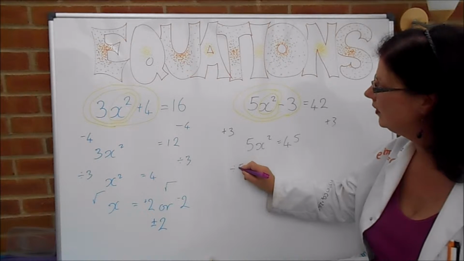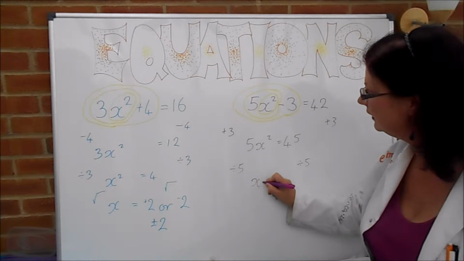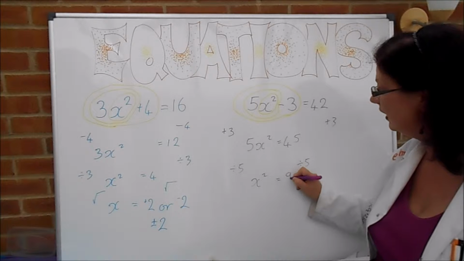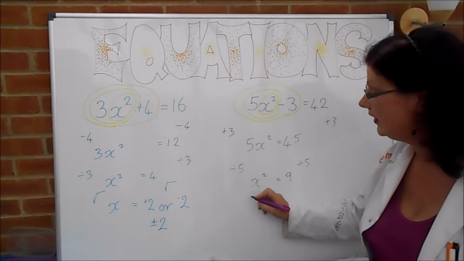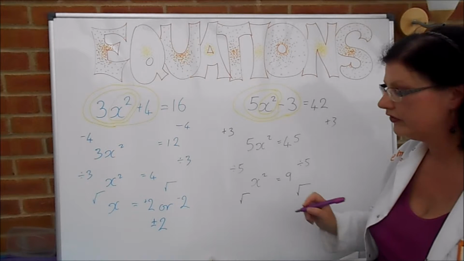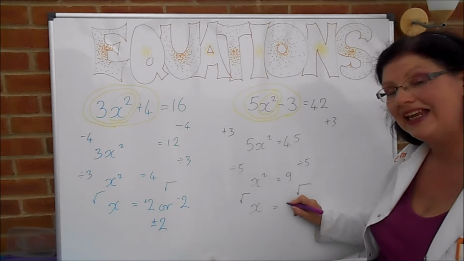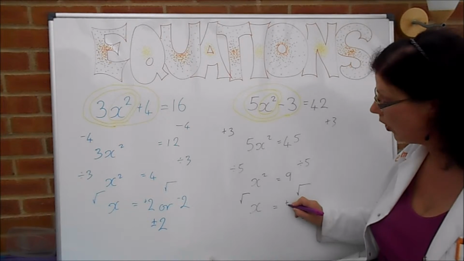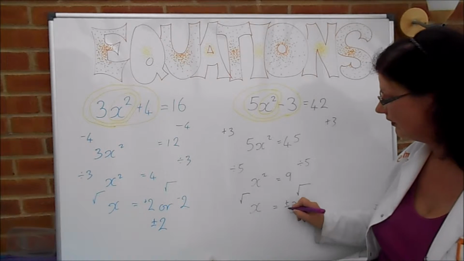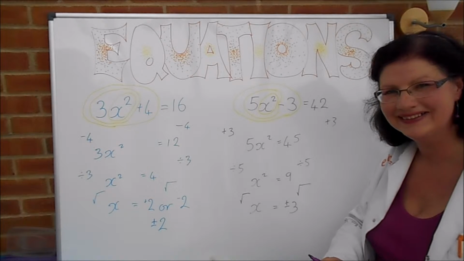Now we're going to divide by 5 on both sides to get rid of that times by 5, giving us x squared equals 9, because 5 times 9 is 45. And then we need to square root. We just did this one, didn't we, just before the break? The square root of both sides. The square root of x squared is x, and the square root of 9 is plus or minus 3. Plus or minus 3. Did you get that?